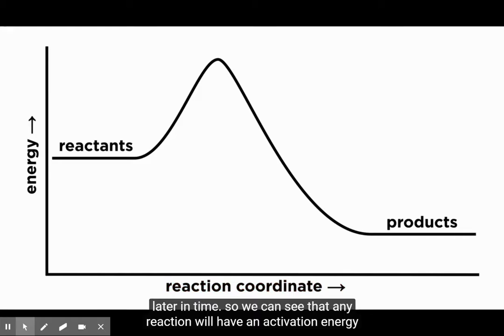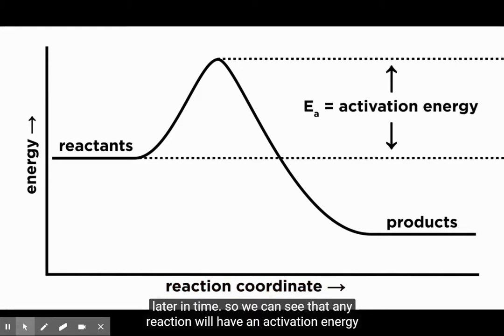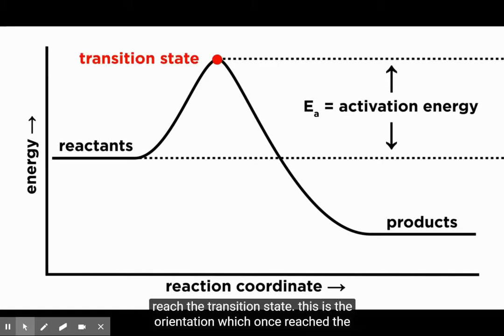So we can see that any reaction will have an activation energy, which is the kinetic energy that the molecules must collide with in order to reach the transition state. This is the orientation which, once reached, the reaction will certainly occur. Collisions with less energy than this will not result in a reaction.